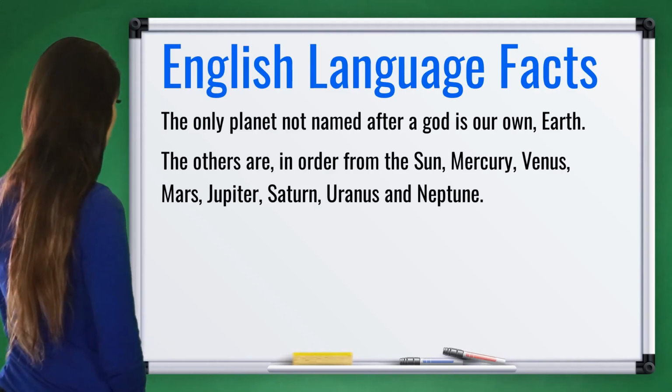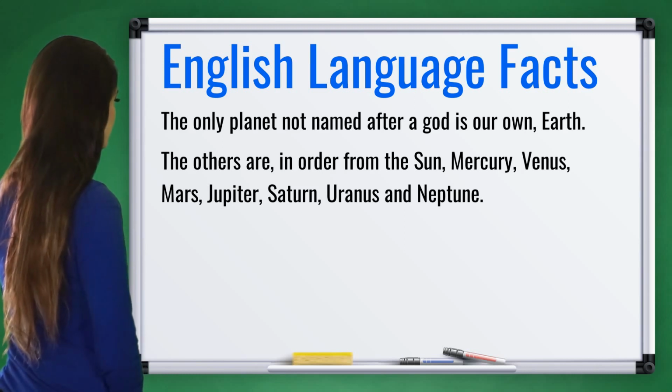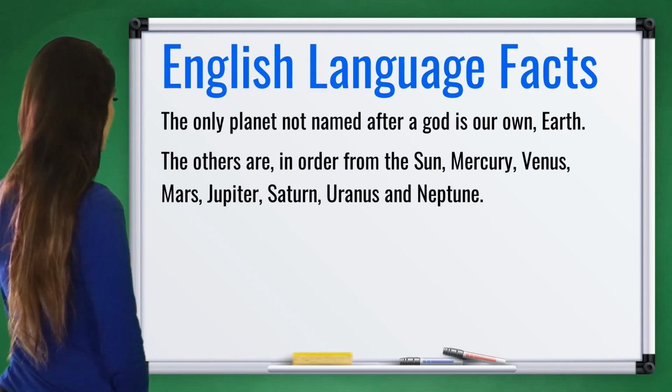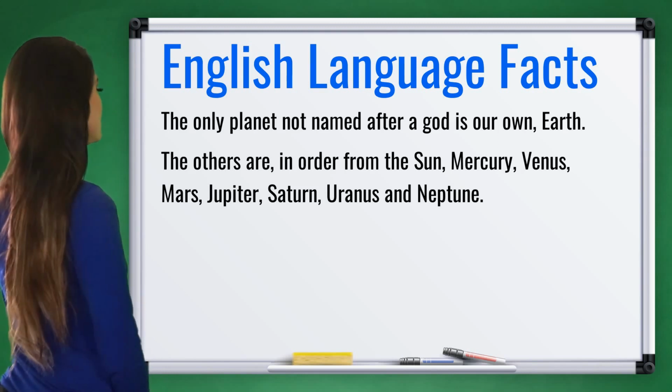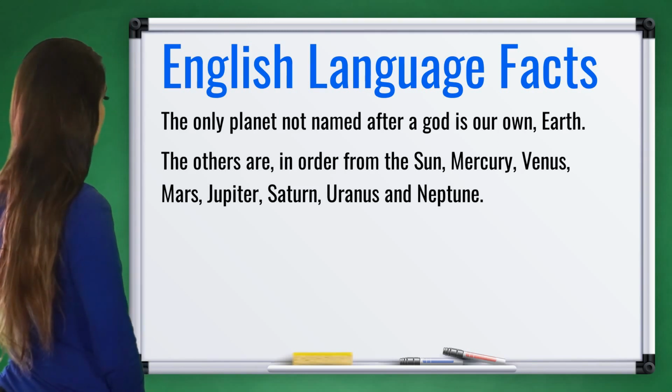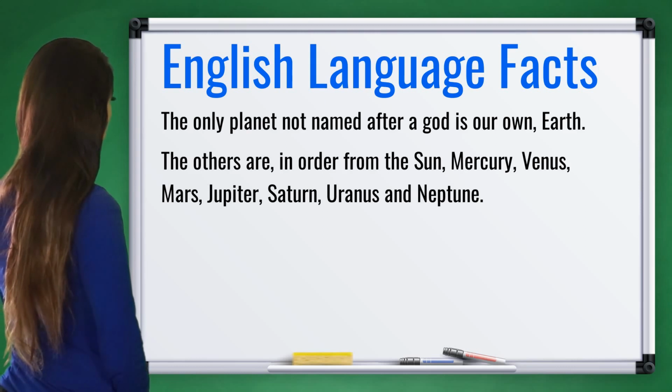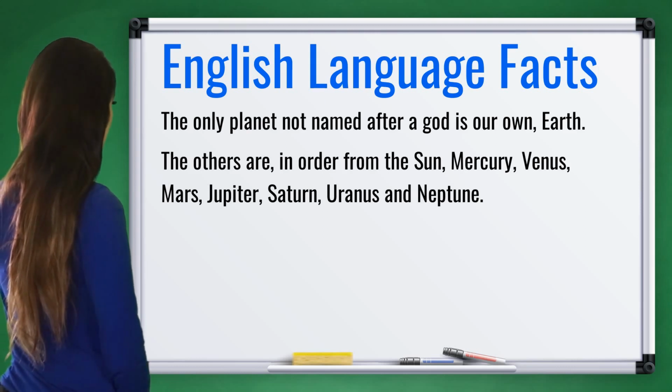Now let's learn an interesting fact about the English language. The only planet not named after a god is our own, Earth. The others are, in order from the Sun, Mercury, Venus, Mars, Jupiter, Saturn, Uranus and Neptune.